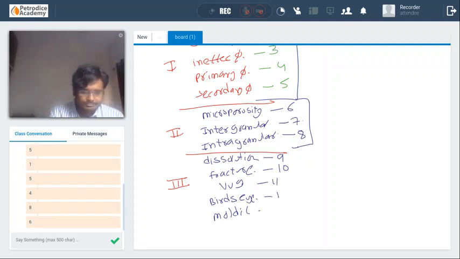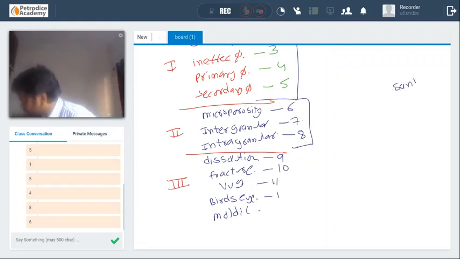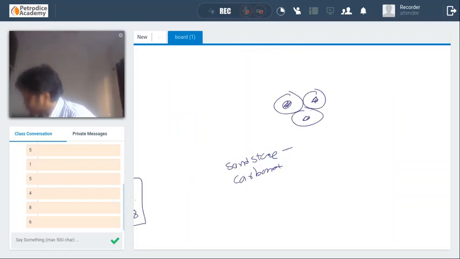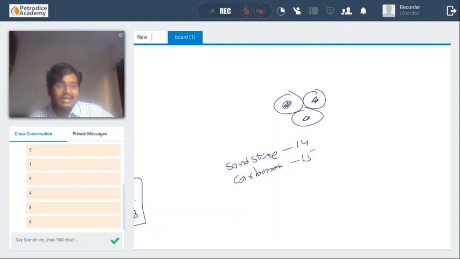Guys, generally, sandstone or carbonate, intergranular porosity and intragranular porosity are present in which type of formation? Carbonates or sandstone? Your answer, guys. Everybody do give your answer. It is sandstone. Between two grains is sandstone. Okay.